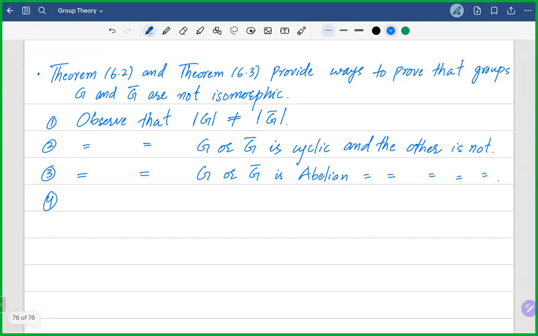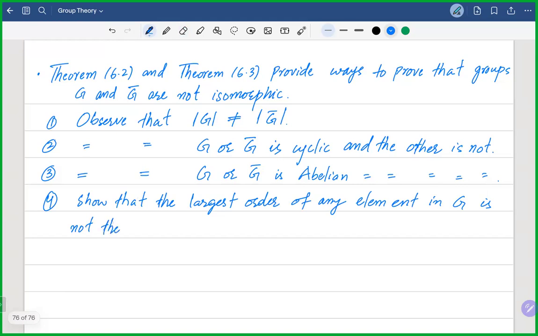Four, show that the largest order of any element in G is not the same as the largest order of any element in G bar.